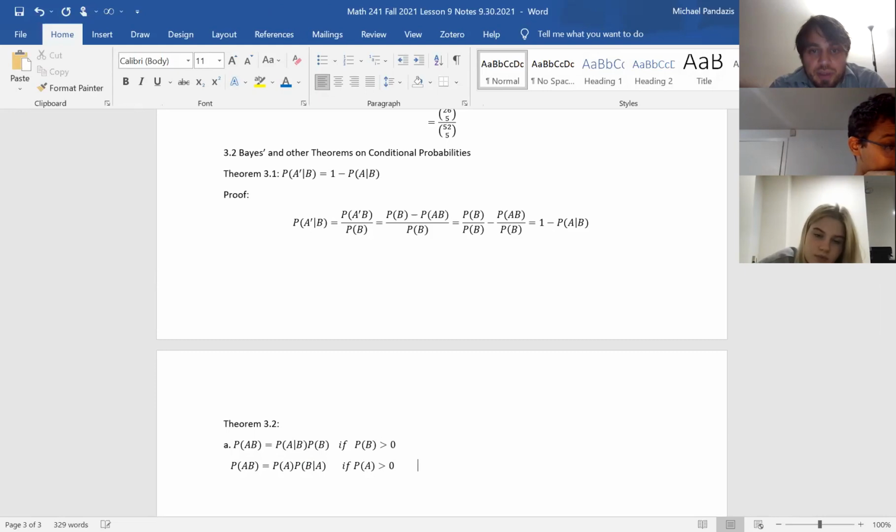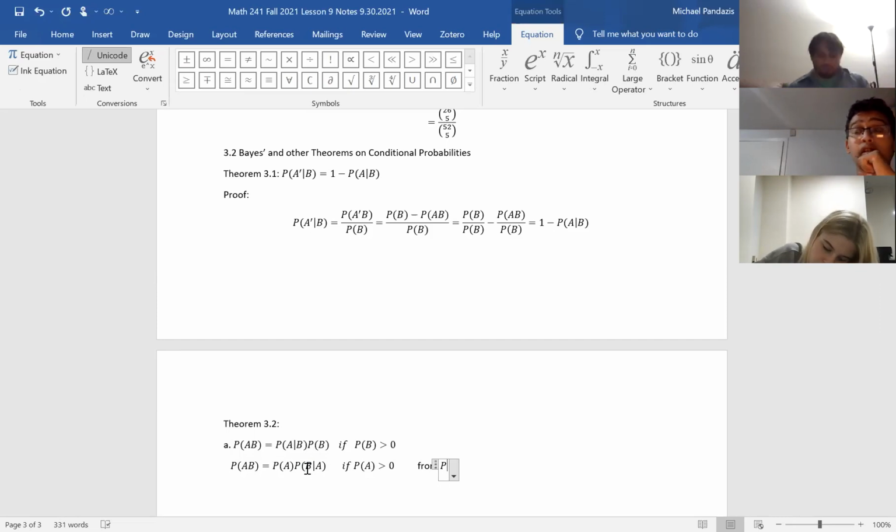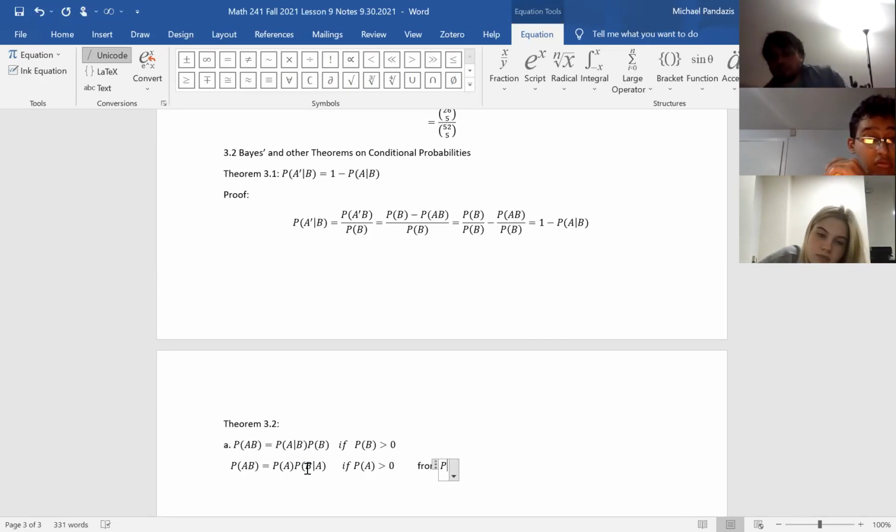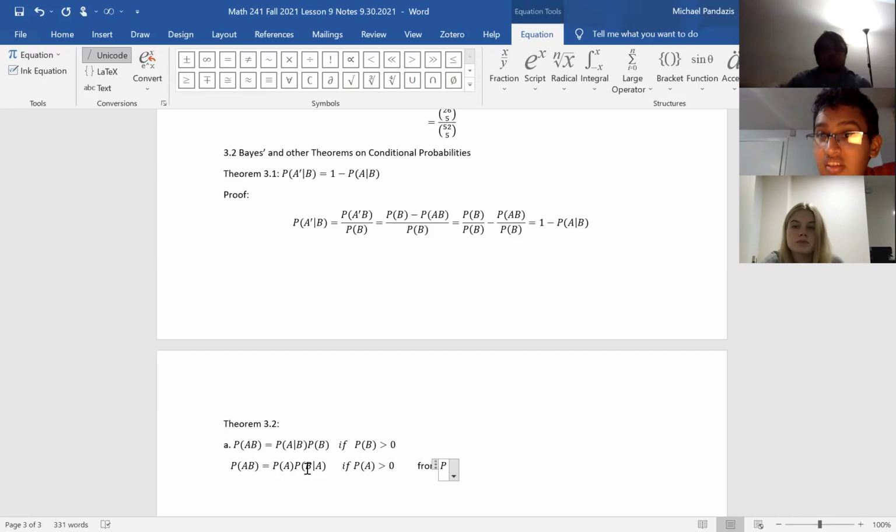Okay, so this is just from the fact that, oh, I need to plug in my laptop. This is just from the fact that the probability of B given A is the probability of AB divided by the probability of A. I'm going to write that down.